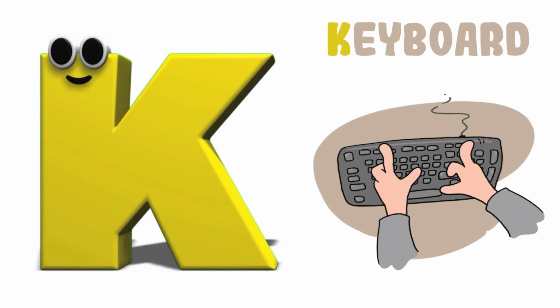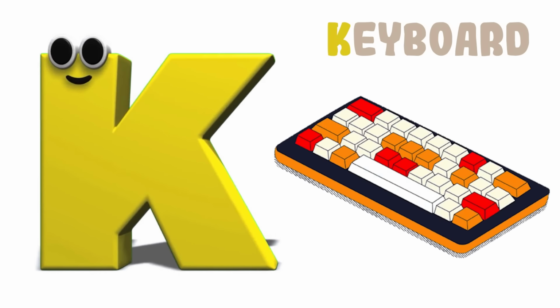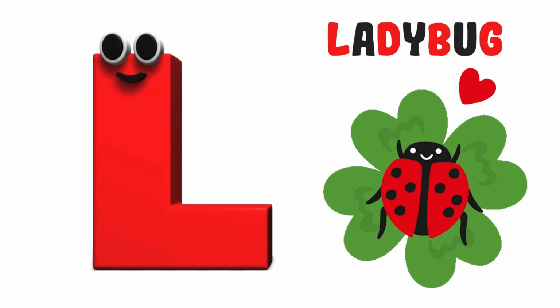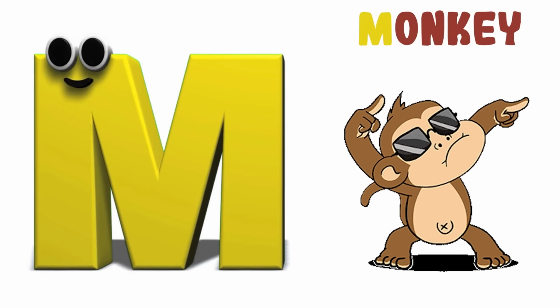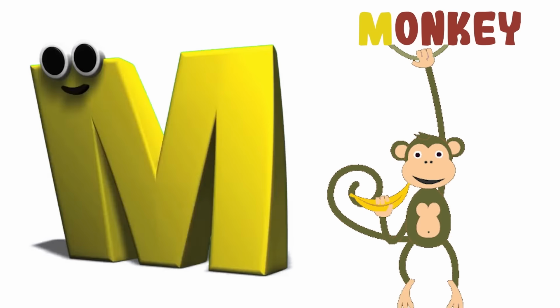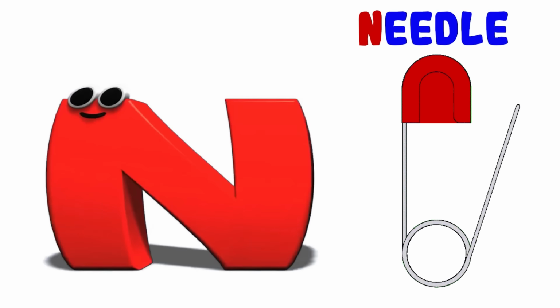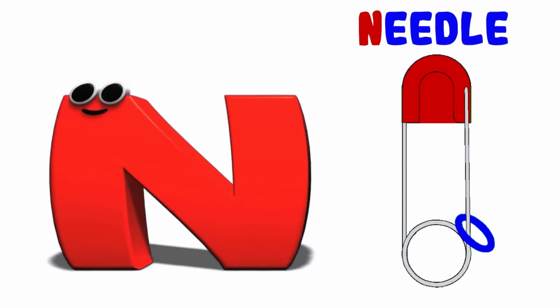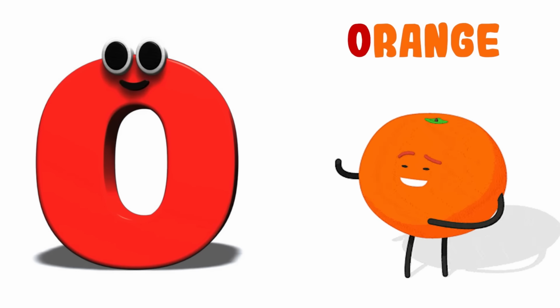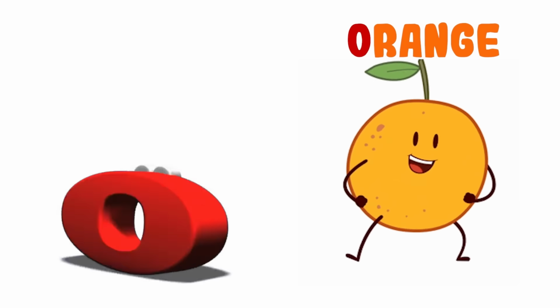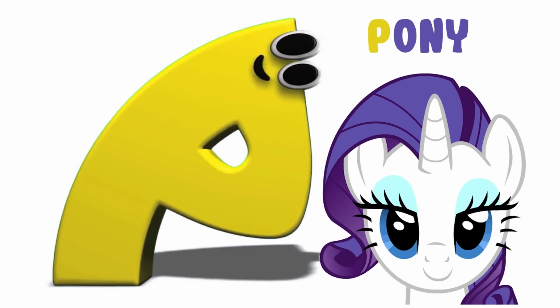K is for keyboard. K, keyboard. L is for ladybug. L, ladybug. M is for monkey. M, monkey. N is for needle. N, needle. O is for orange. O, orange. P is for pony.